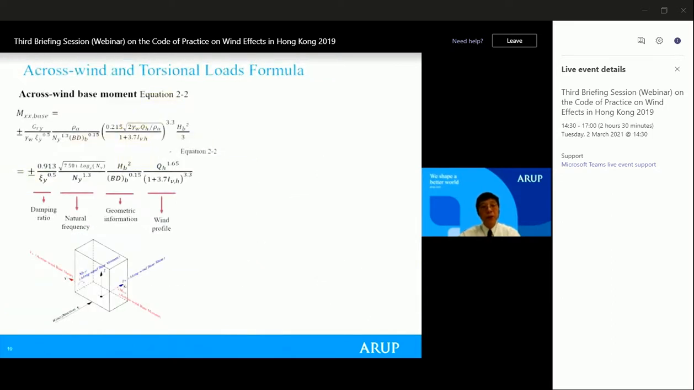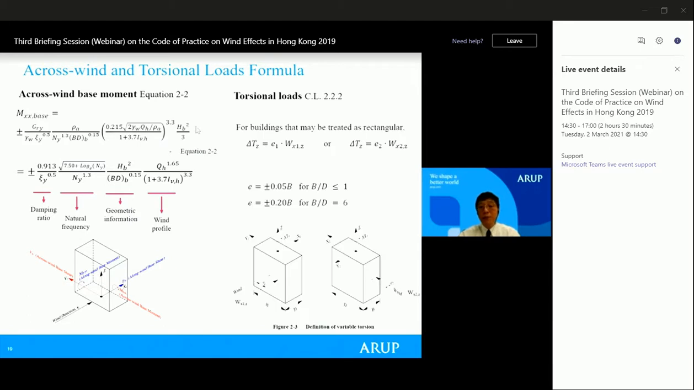First of all, the crosswind wind load formula. The crosswind base moment formula is given in Equation 2-2 of the code. It is related to the damping ratio, lateral frequency, building geometry information, and also the wind profile. And the torsional component is given by Clause 2.2.2. It generates an equivalent torsion by applying an eccentric lateral load. The load eccentricity is related to the B and D ratio of the building. The bigger the ratio, the bigger the eccentricity to apply.